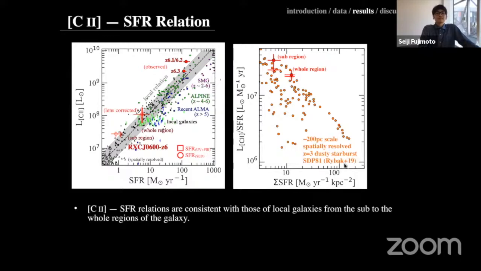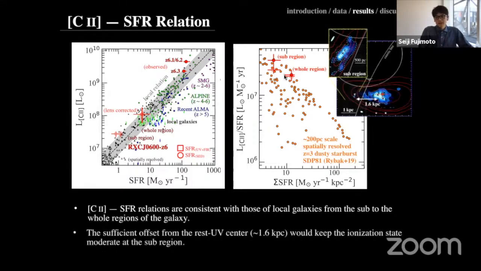We find that the subregion shows a slightly higher value, which is consistent with this known trend. This slightly higher C II line emissivity in the subregion of the galaxy would be explained by the sufficient offset from the UV brightest center, which keeps the ionization state at this subregion moderate.